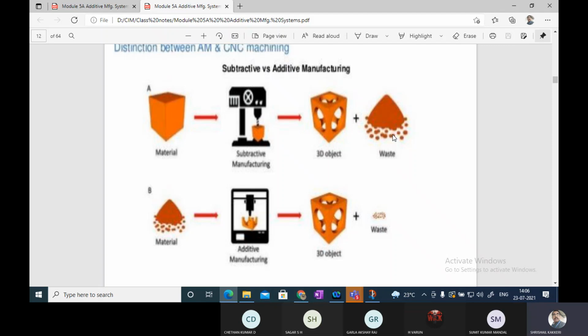Varun? Yes, sir. Is it possible to recognize the differences by looking into additive and subtractive manufacturing? Basically, please remember, 3D printing, yes.